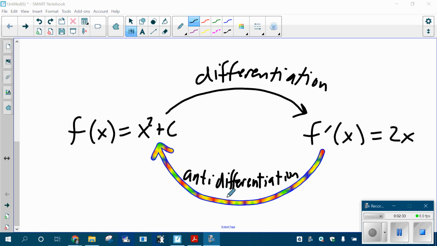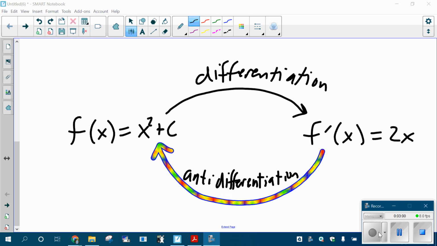When you see a picture like this in math, you should think inverse operations. Anti-differentiation is the inverse operation of differentiation. It undoes differentiation. But there's a caveat, and that caveat is what we just mentioned. Because in the process of differentiation, constants go away, when you do anti-differentiation, you don't get out a definitive answer.